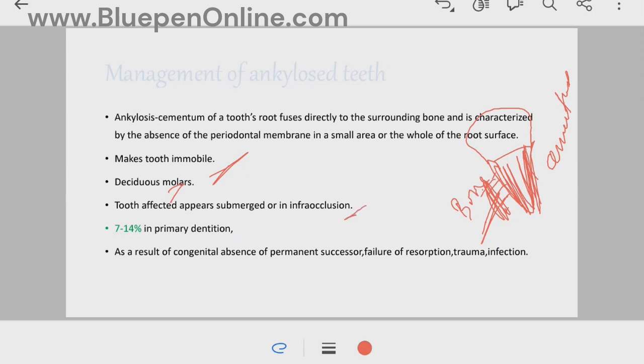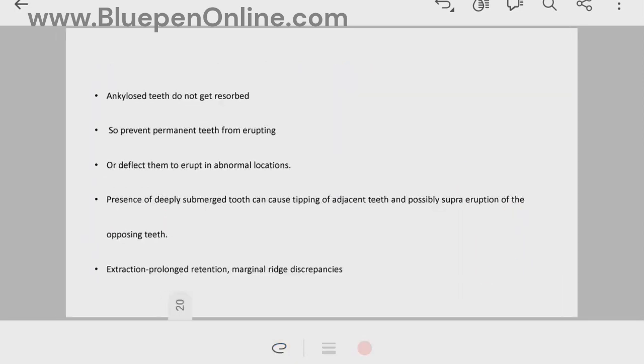This is seen in 7 to 14% of primary dentition as a result of congenital absence of the permanent successor, failure of resorption, trauma, or infection. These all are the reasons for ankylosis.